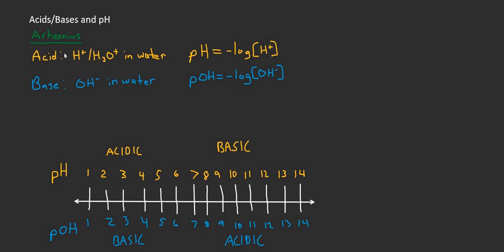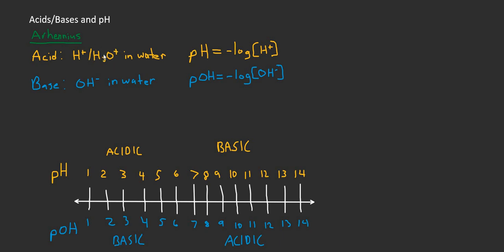So the Arrhenius definition of an acid is a compound which produces either the H plus ion or the H3O plus ion when it's dissociated into water. And dissociated just means it's broken apart. So when the compound is broken apart in water, it'll either break apart into H plus or H3O plus. And H3O plus is also known as hydronium. So this is called the hydronium ion.